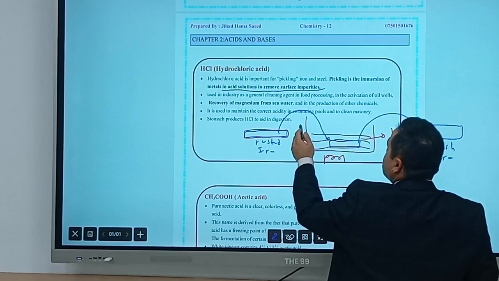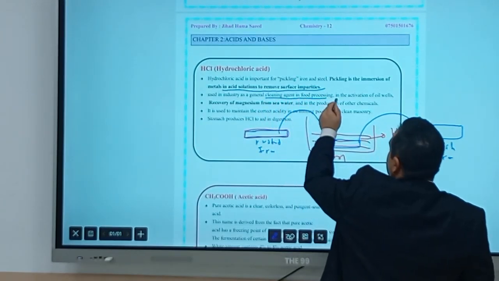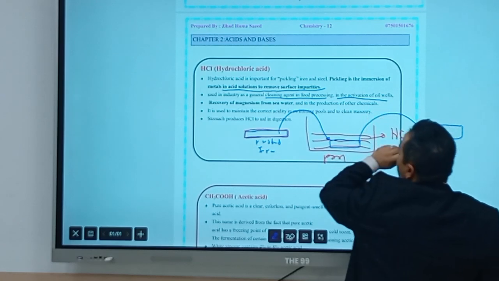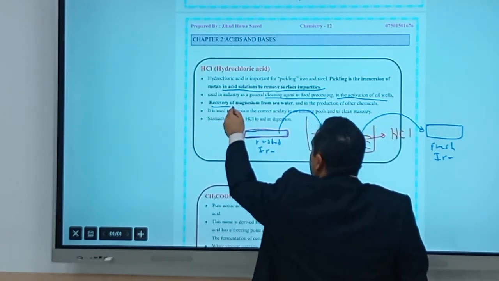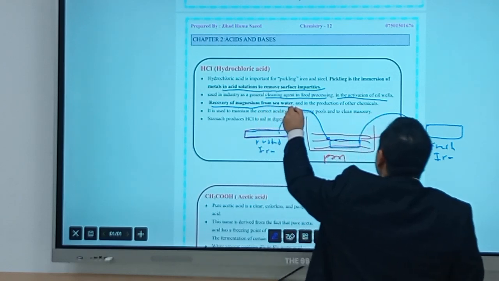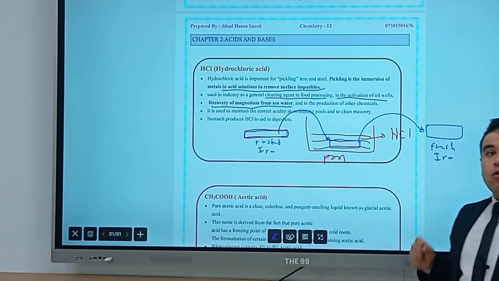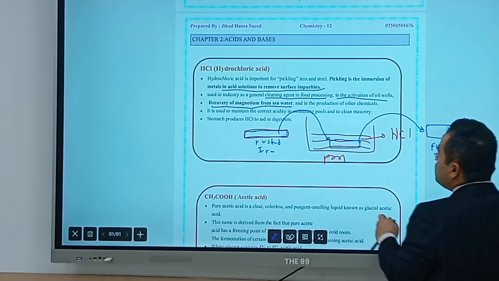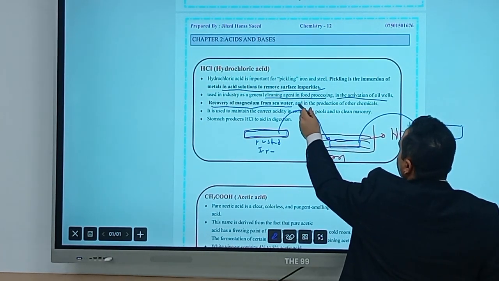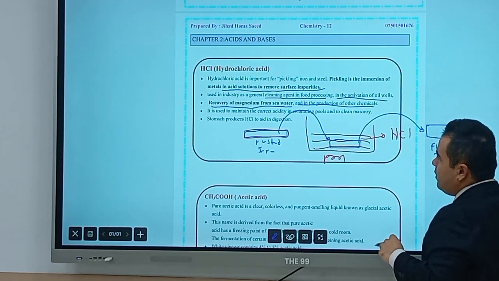The other usage is as a cleaning agent in food processes and in the activation of oil wells. One of the other main applications is the recovery of magnesium from seawater. It was a Ministry exam question. It is also used for the production of other chemicals.